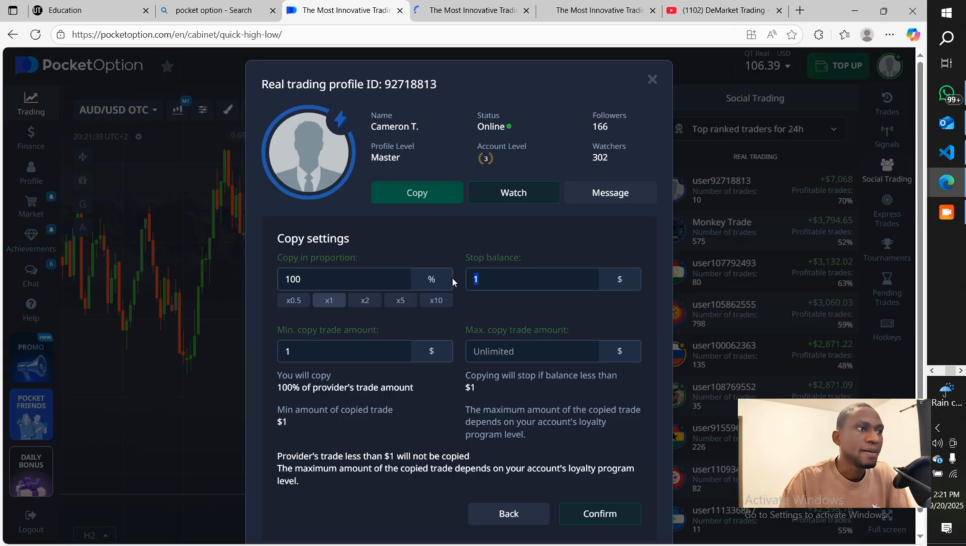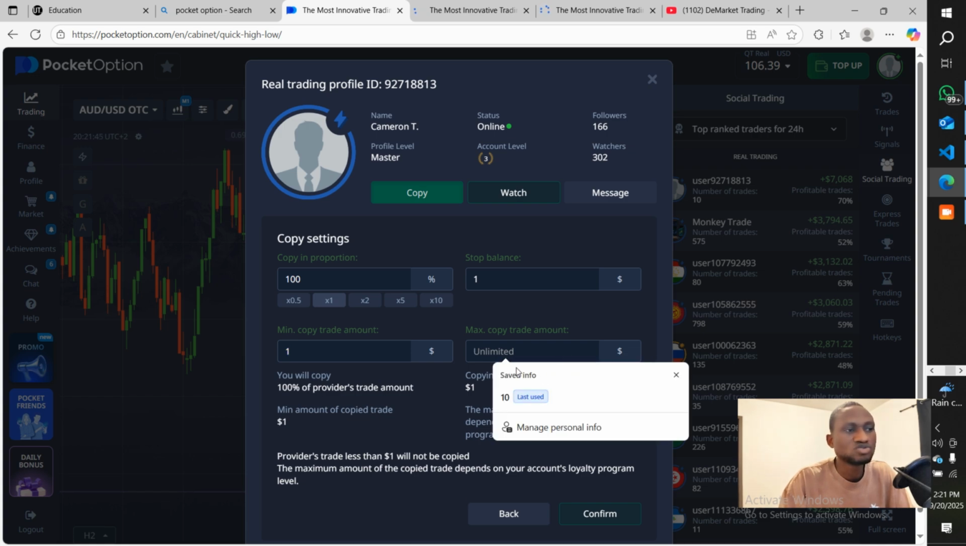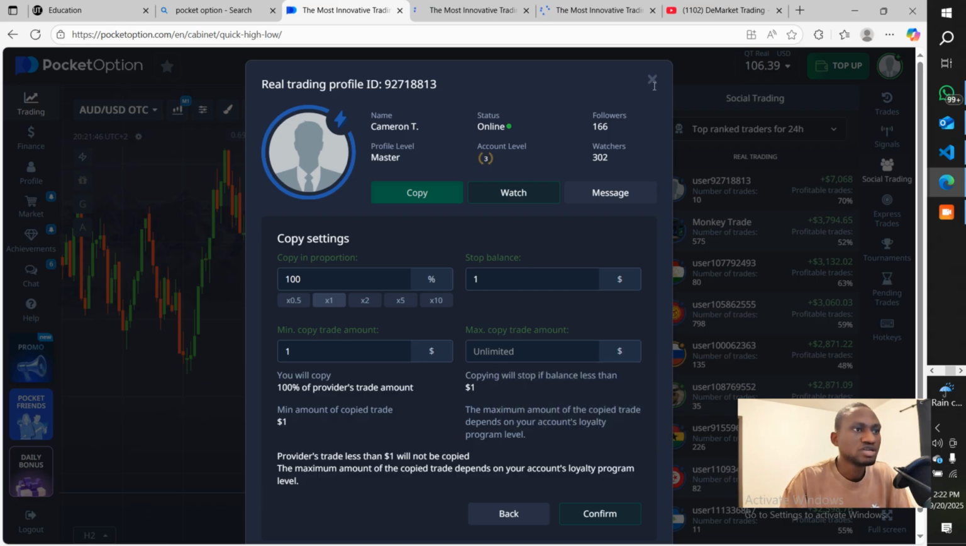I put in my stop balance. I put 100 at the time. I put in the minimum trading amount. I put the max amount, I think 20 or 30, I've forgotten. That was my last change. And then after that, I clicked on confirm. It's very straightforward. So now let me go back to what happened.